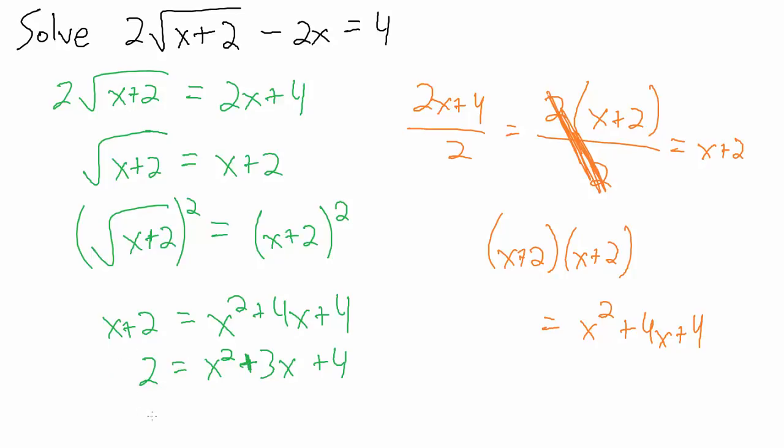Now, let's subtract 2 from both sides so that we have a 0 on one side, because that's really what we want to do when we solve quadratic equations, almost every time. So subtract 2 from both sides, we get x squared plus 3x, and then plus 4 minus the 2 is going to give us plus 2.